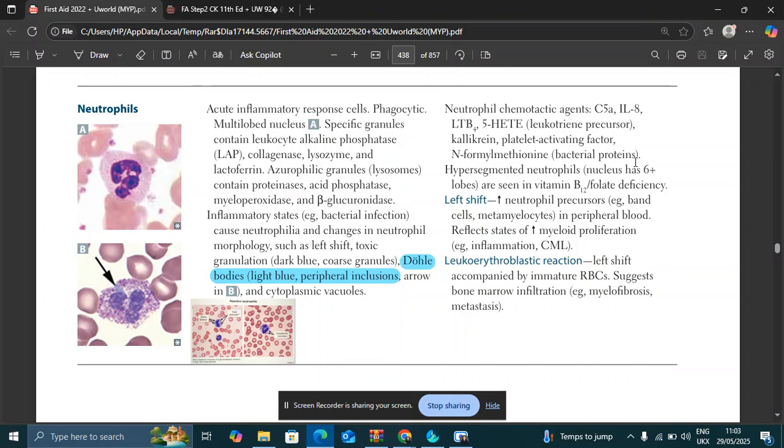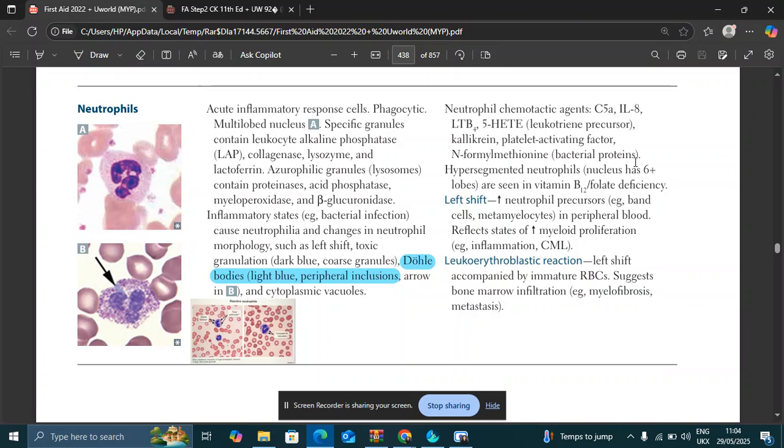Okay, so these are the agents that bring neutrophils to the site of inflammation. They help neutrophils to come to the site of inflammation. So these are called neutrophil chemotactic agents, and these agents are very important. Memorize all these agents by heart because they are very important. They ask a lot of questions about these chemotactic factors. They ask you which one of these is the neutrophil chemotactic agent. They can ask C5a or interleukin 8 or LTB4. Okay, so remember these neutrophil chemotactic agents.